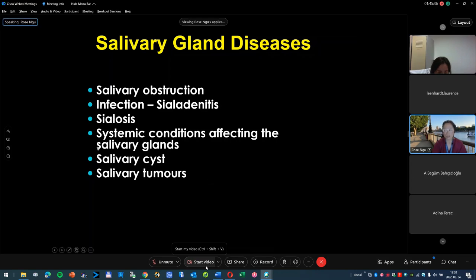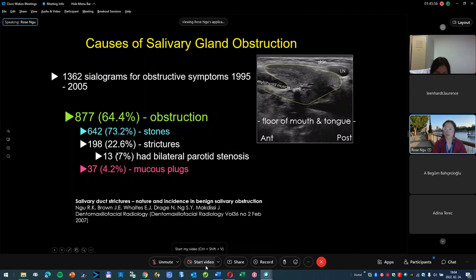So these are the salivary gland diseases, probably not everything, but some of the main ones that we encounter. We can have salivary gland obstruction, infection of the gland, sialosis. We also can have systemic conditions that affect the salivary gland, salivary cysts, and salivary gland tumour. This was a paper we did many, many years ago where we looked at the main cause of obstruction in salivary glands. We found the majority tend to be benign. 73% is due to stones in the gland.